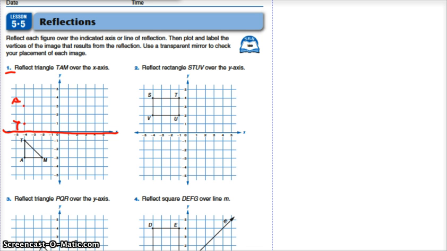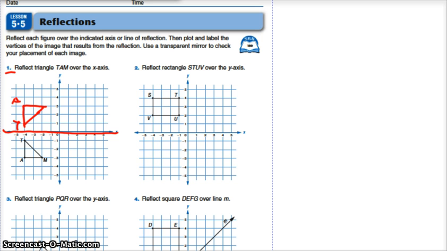And M, -2 to the left, stays the same, but it's -3, so we got to make that +3. So that would make that point right there. And then you connect your line. And there we go. That is a reflection. So remember, we're reflecting over the x-axis, so our x-coordinates stay the same, but our y's will change.